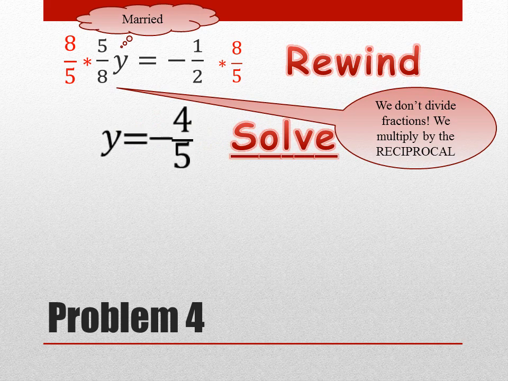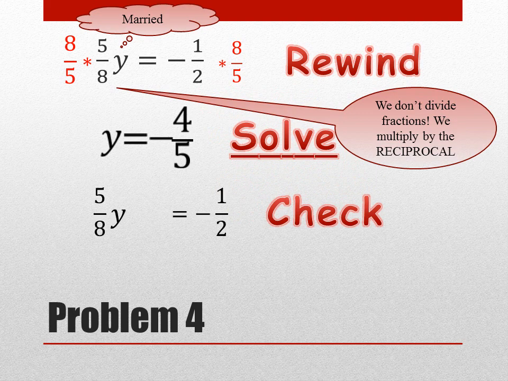So I think I just solved my problem because y is isolated. So you know what's next. We have to check. I start with my original problem, 5 over 8y equals negative half. Wherever I see a y, I'm going to replace that with the value of negative 4 over 5. I put it in parentheses again to make sure I have everything that completes the whole value of y. So I can start to simplify to see if both sides of the equation are equal.